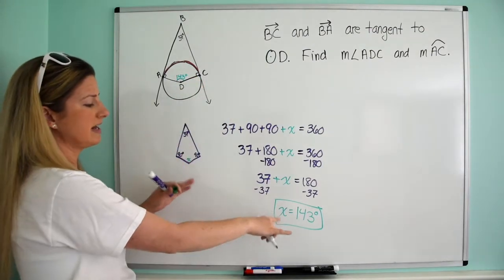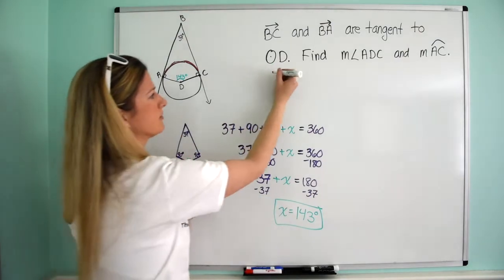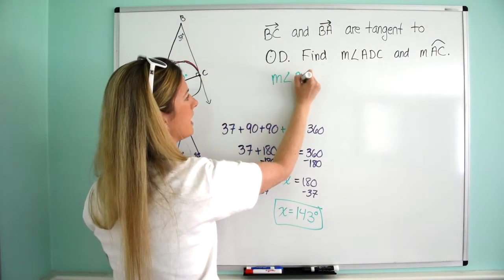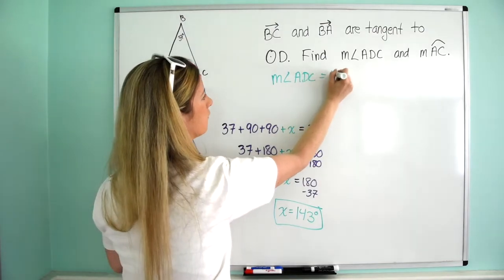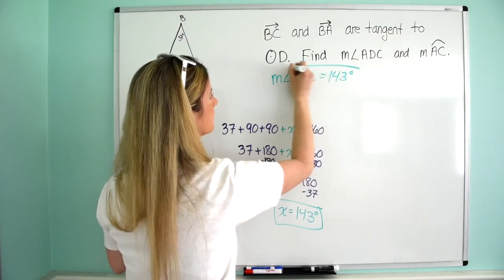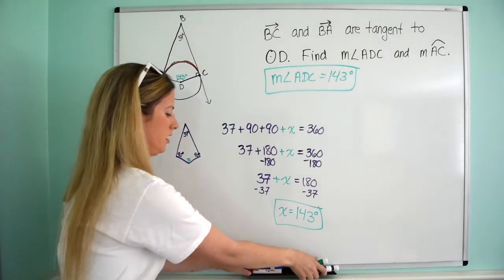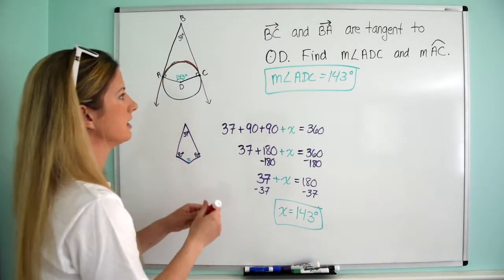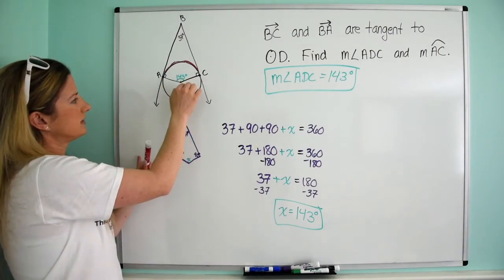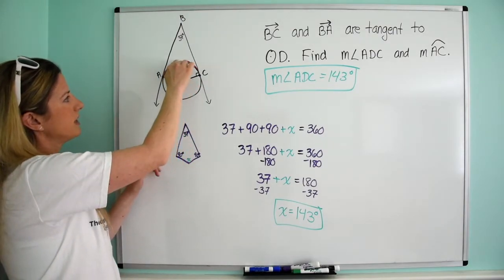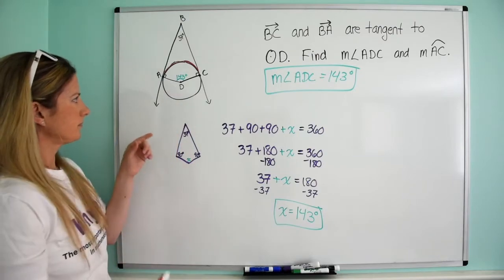Now, it didn't ask for X, remember, it asked for a specific angle, so I'm just going to come up here and rewrite it. The measure of angle ADC is 143 degrees. Boom. Now I want the measure of arc AC. So if I know the central angle is 143, what's the measure of the arc?